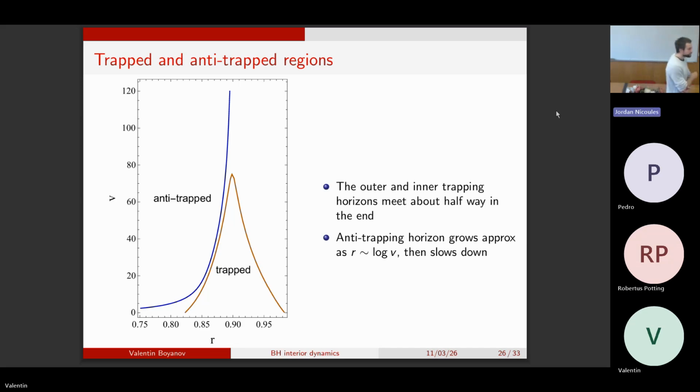Yes. Once the trap region has disappeared, is there still a region that appears with very high redshift with respect to observers that are far away, or what happens?